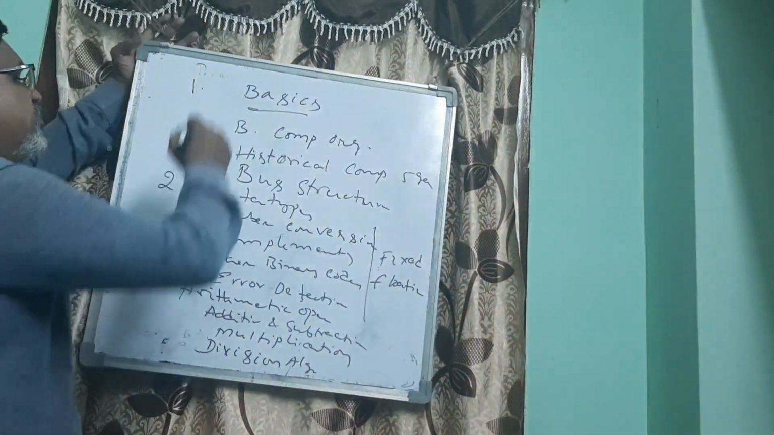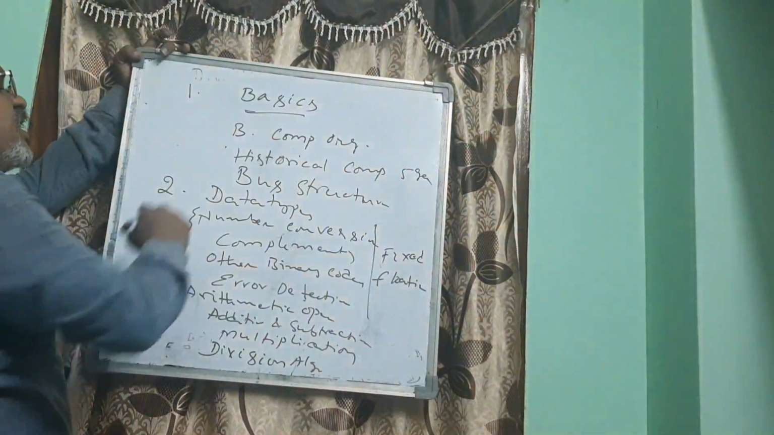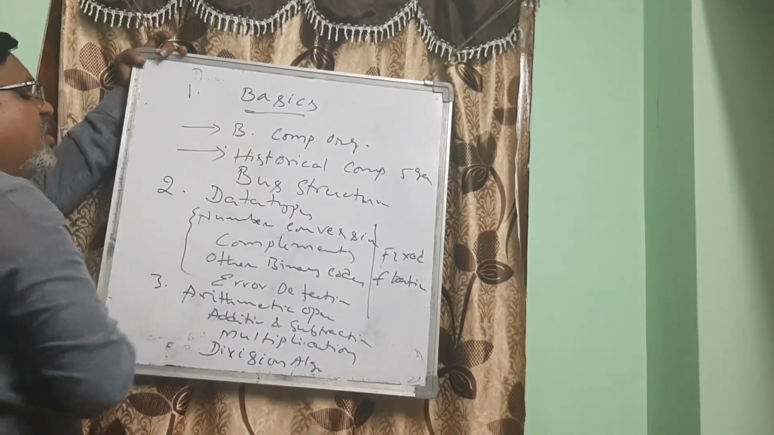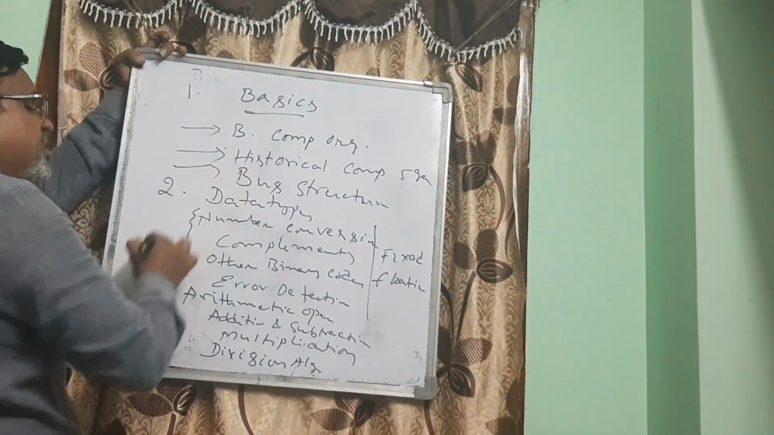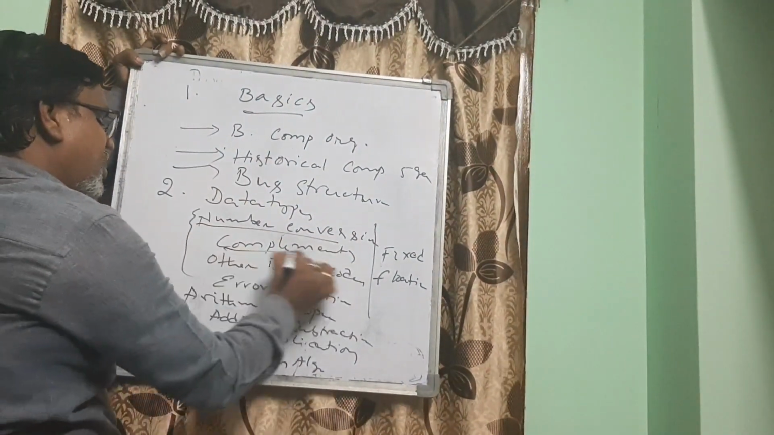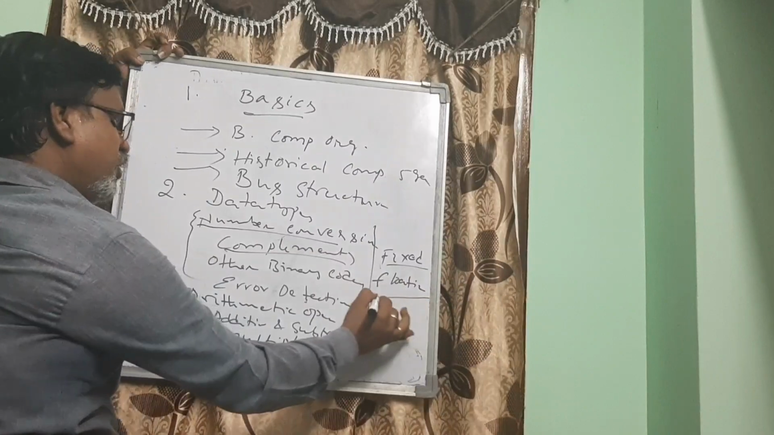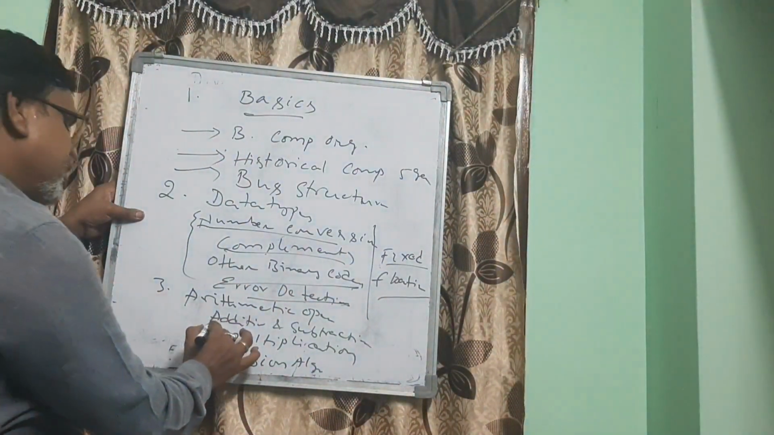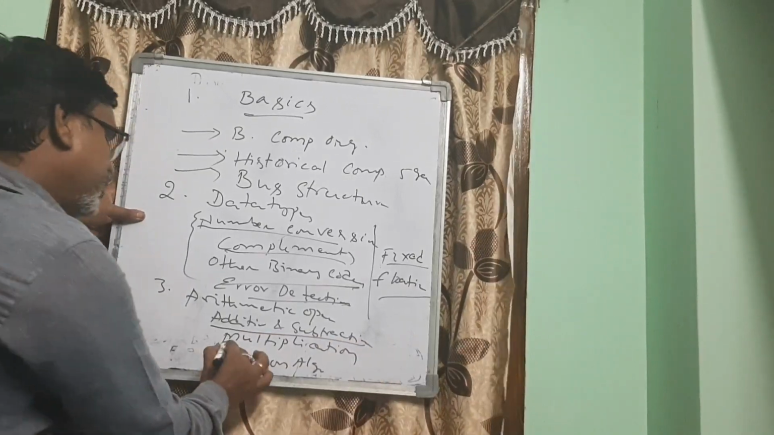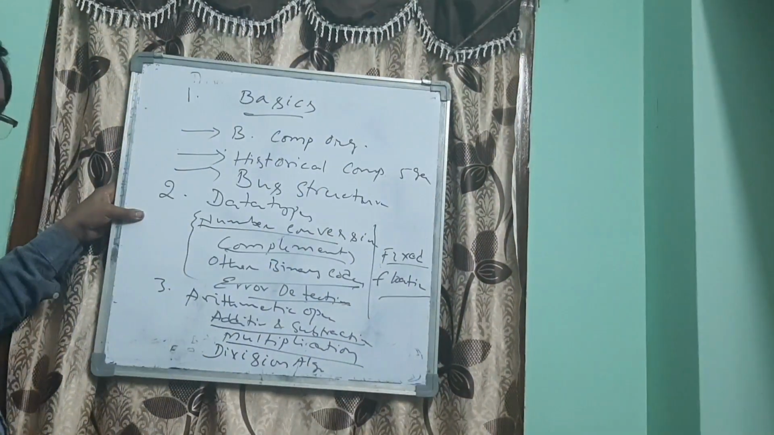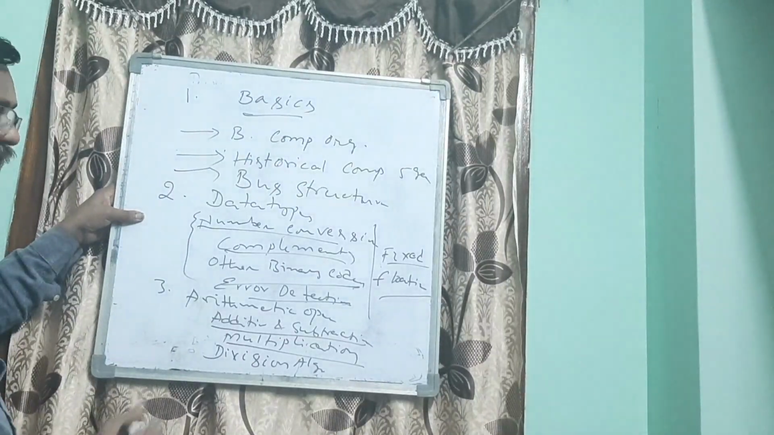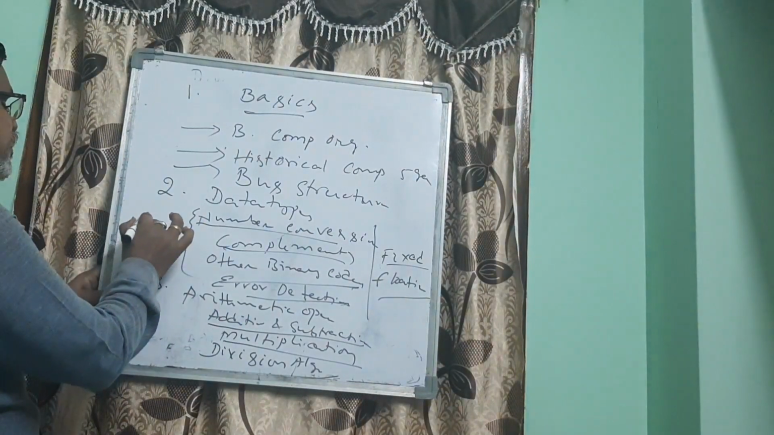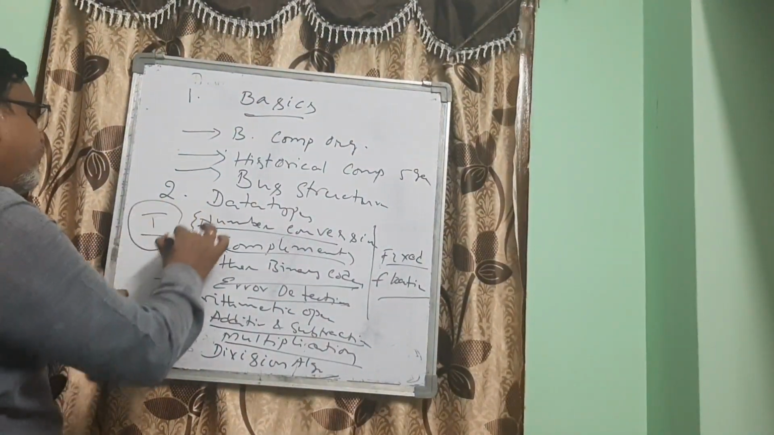So in the first part: basic computer organization, historical 5 generations, and bus structure. Then data types, number conversion, complements, fixed point, floating point, other binary codes, error detection codes. And arithmetic operations: addition and subtraction as one algorithm, multiplication with 3 concepts, that is the general multiplication algorithm, Booth's algorithm, and array multiplier. And today we discussed the division algorithm. So with this we have come to the end of unit 1.